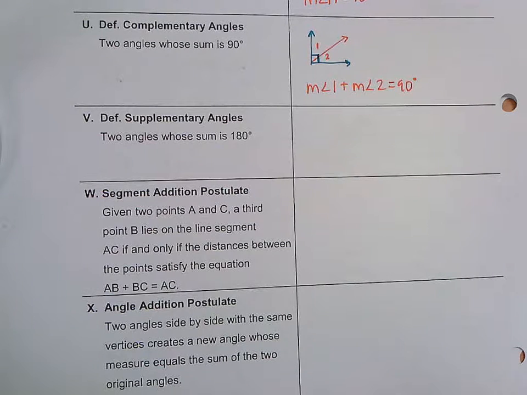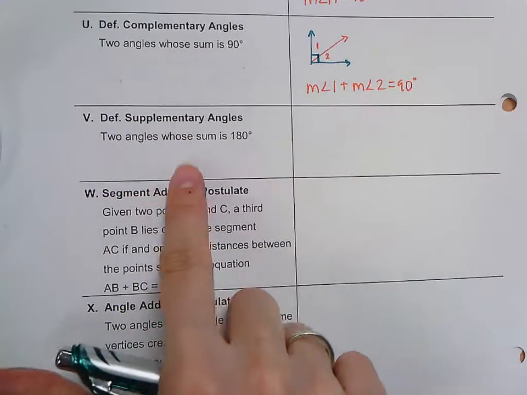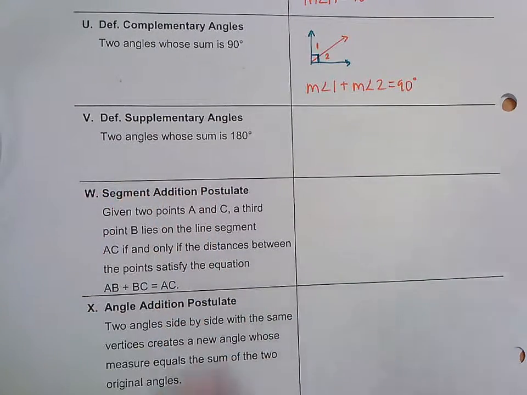Definition of supplementary, a similar idea, but again, this is different from the supplement theorem. The supplement theorem on the previous page requires the two angles to form a linear pair. Here they do not, so I'm going to draw this one differently.